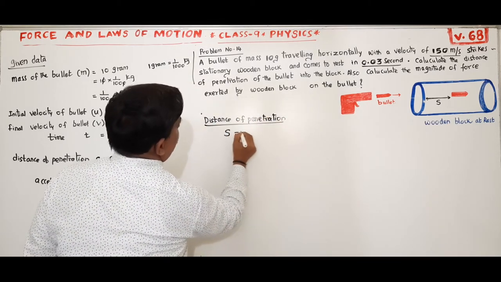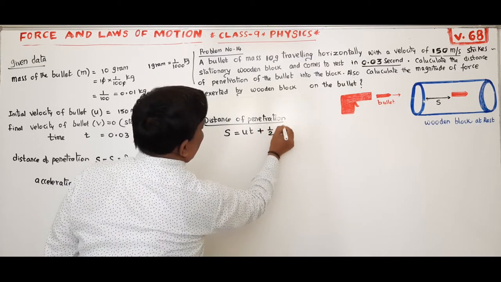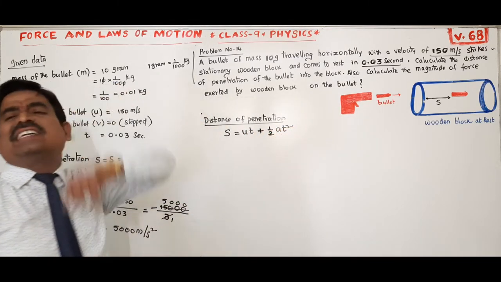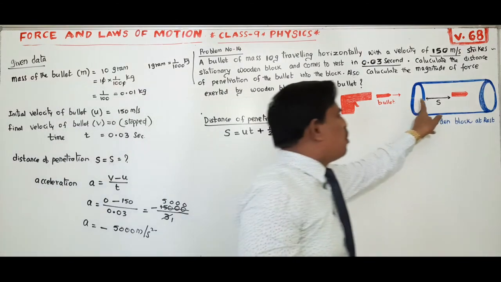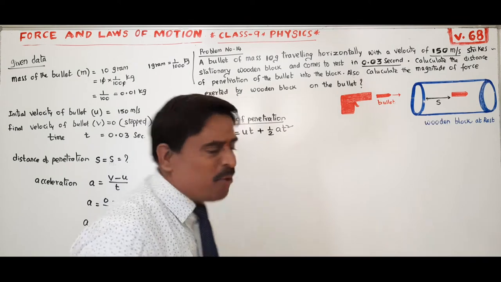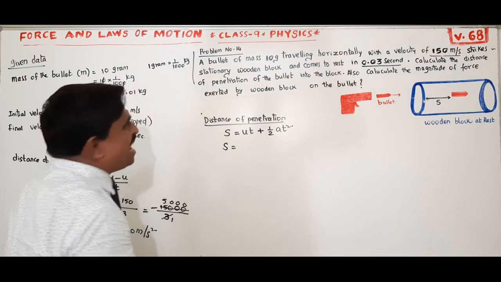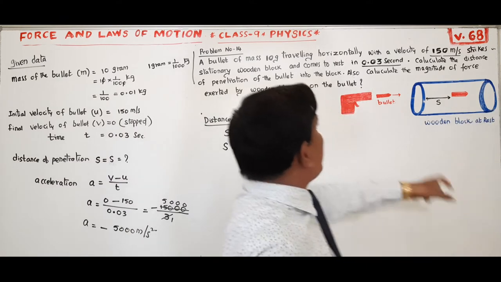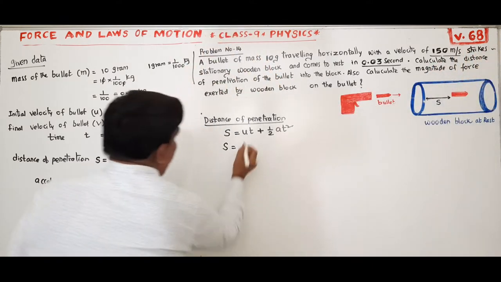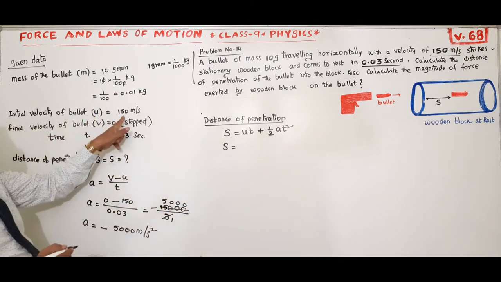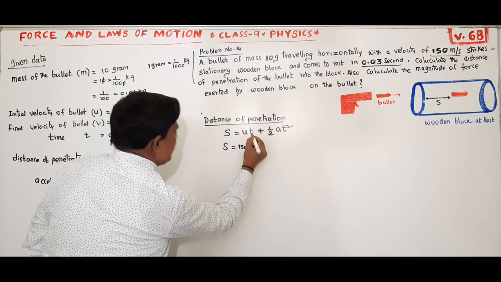s is equal to ut plus half at square. It is the formula for distance traveled. We don't know this distance; we have to find it now. s is equal to u, the initial velocity. Initially, the bullet is moving with a velocity of 150 meter per second. Initial velocity u is equal to 150, into t.